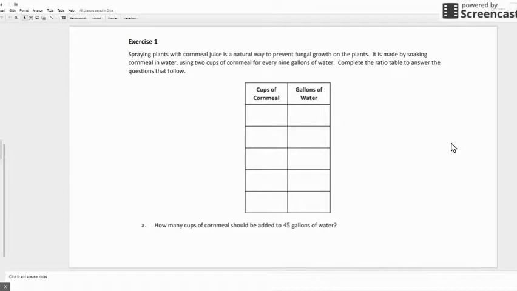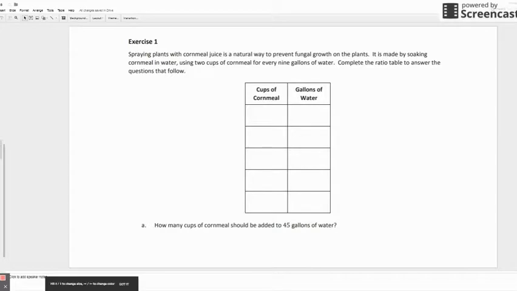All right, hello students. Now we're going to move on with exercise number 1. So let's go ahead and look at the problem. Spraying plants with cornmeal juice is a natural way to prevent fungal growth on the plants. It is made by soaking cornmeal in water, using 2 cups of cornmeal for every 9 gallons of water. Complete the ratio table and answer the following questions.